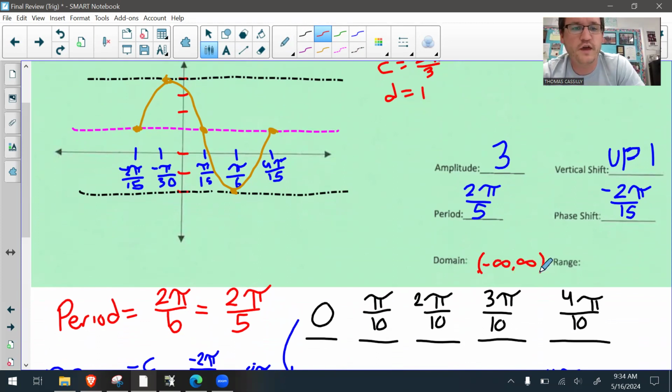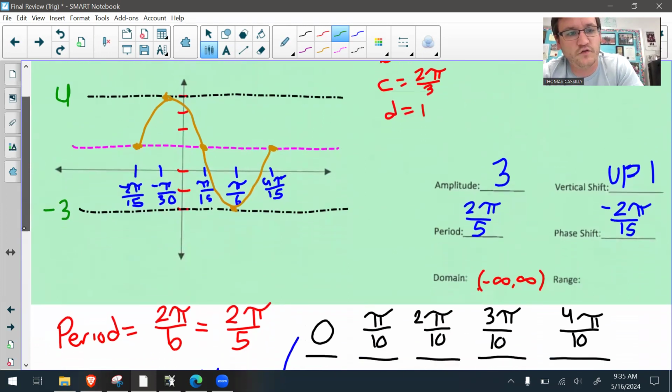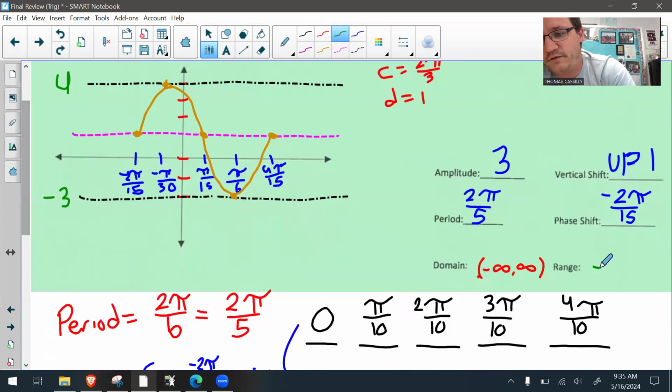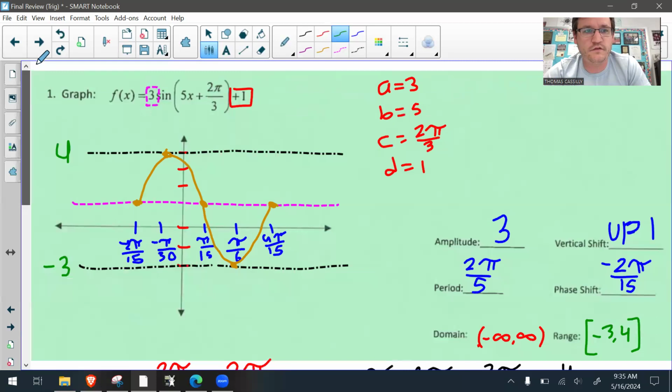Now, the range is how high does this graph go? How low does this graph go? Well, look at those lines we have here. 1, 2, 3, 4. It goes and maxes out at 4, and it bottoms out at negative 3. So the range goes from negative 3 to 4. But remember, on the range on these things, we need to have brackets because it actually hits those values. It actually touches negative 3, and it actually touches positive 4. All right. So there we have it.